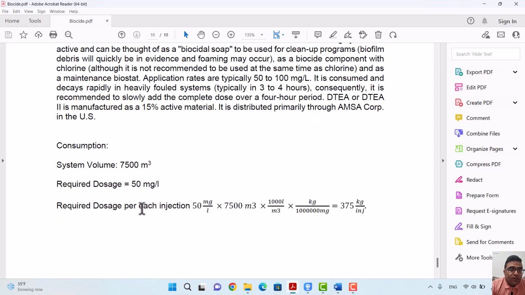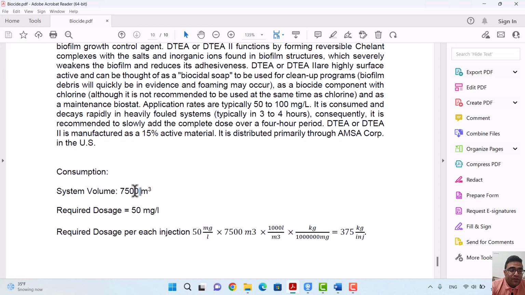And for its consumption, the system volume is this value, and of course the minimum rate should be 15. Therefore, the same happens here, and 400 kilogram per injection is needed. Therefore, in a month we need 800 kilogram of these non-oxidizing biocides, which means that you need to purchase 4 gallon of this non-oxidizing biocide and have it brought to the site to be used for cooling water systems.